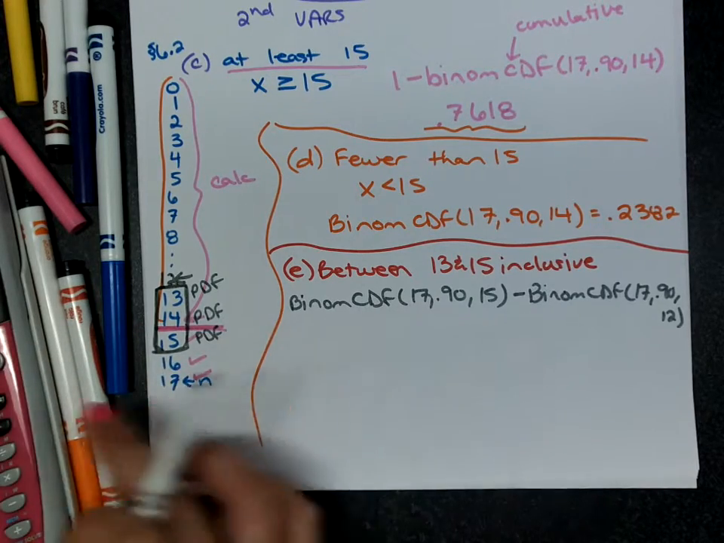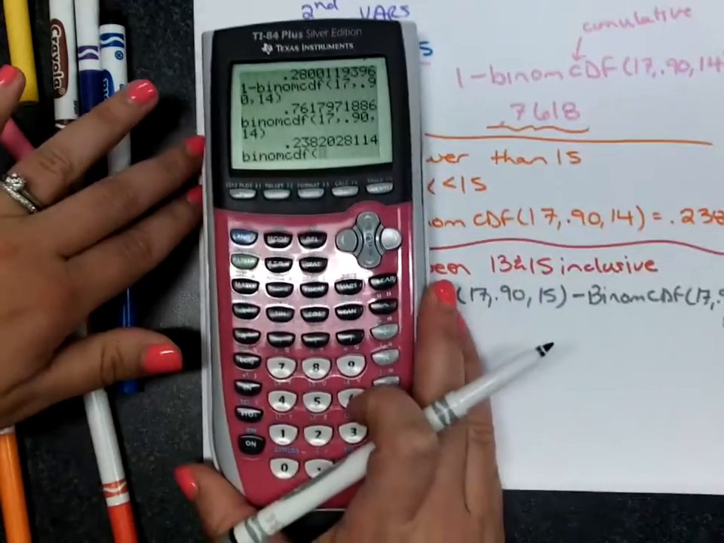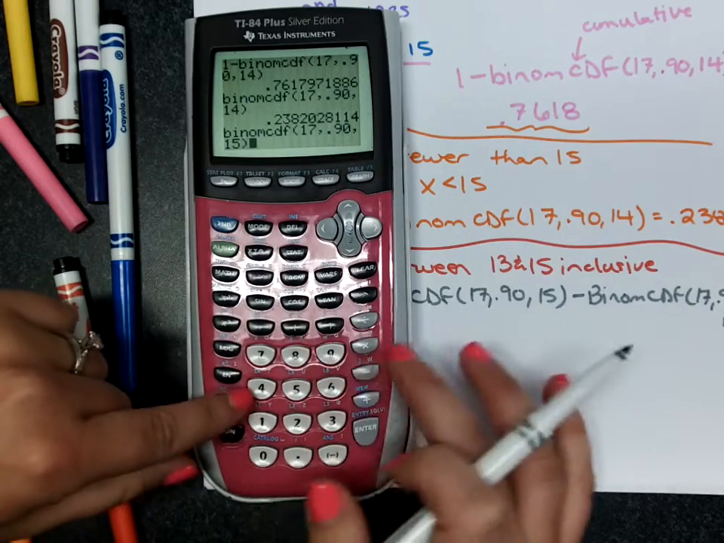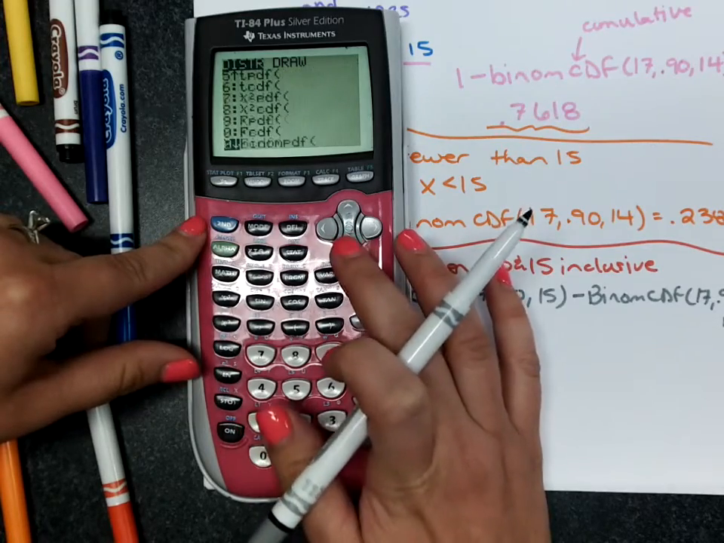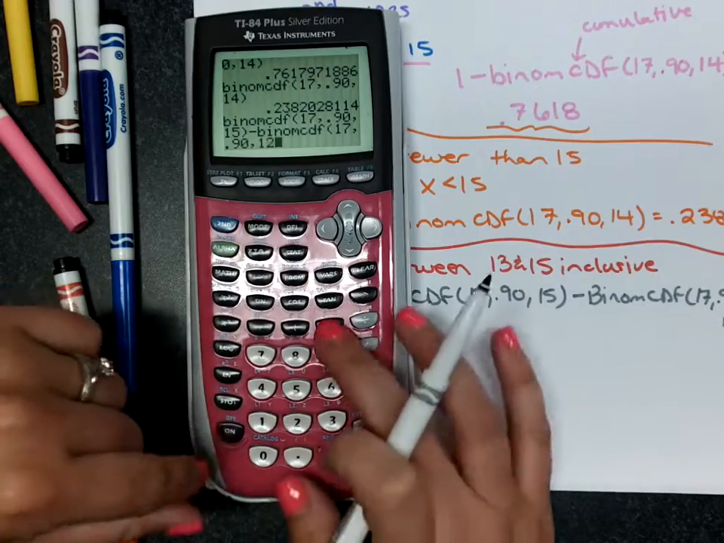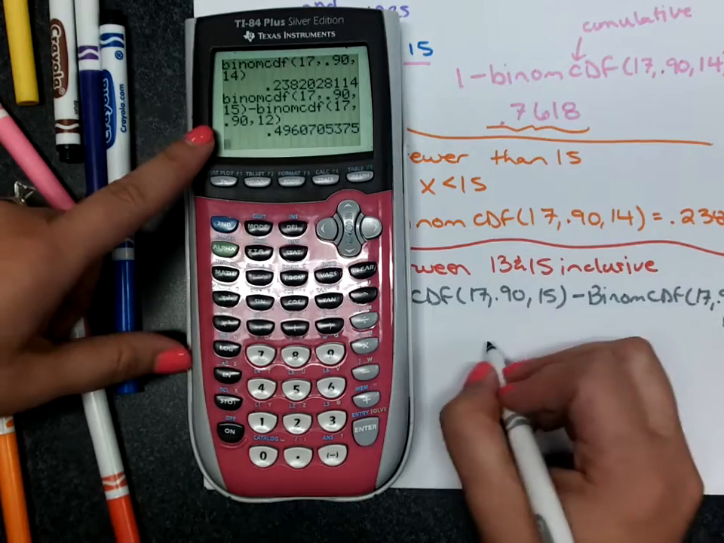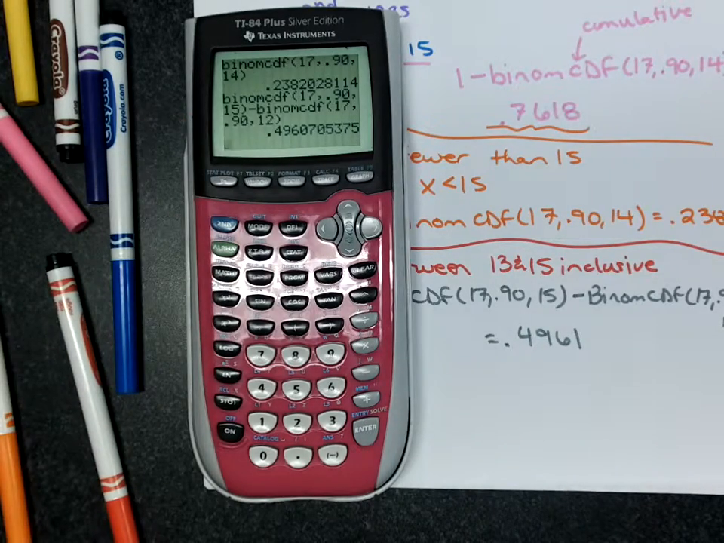I'm going to do a binomial CDF. Make sure you can see that. Binomial CDF, 17.9 and 15 minus, and then I'll call it again, second vars, binomial CDF, 17.9 and 12. So you can do that all together, and it just spits out the right answer, 0.4961. And then again, that's about 50%.